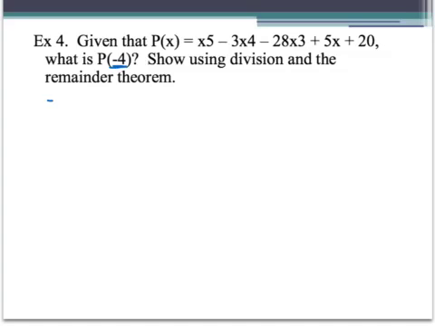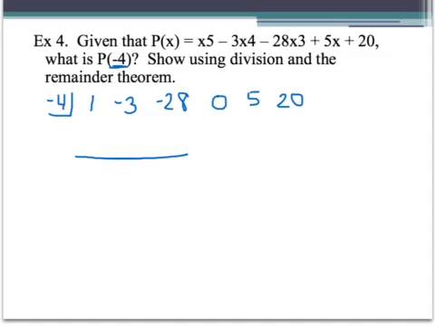This is my divisor, negative 4. So I want to take that value exactly as it is. Let's make sure that we have all of our terms. I have a 1 for x to the 5th, negative 3 for x to the 4th, negative 28 for my x cubed. I do not have an x squared term, so make sure you fill in with 0. 5 for the x, and then my constant is 20. We're going to drop our mama.